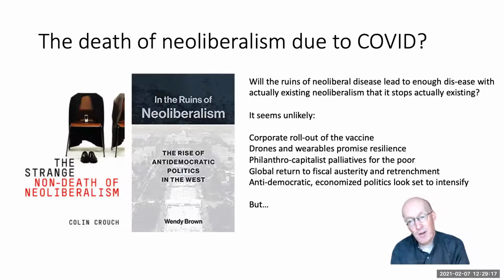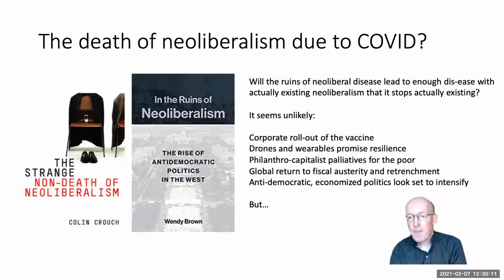We're seeing a corporate rollout of the vaccine. We're seeing a focus on drones and wearables as ways for the wealthy to cope in the pandemic. We're seeing philanthro-capitalist palliatives offered to the poor. Further down the horizon, we're looking at a global return to fiscal austerity and retrenchment. And people like Larry Summers are already coming back into the fore to argue that even Biden's efforts to keep the US economy alive are risking inflation. And you can very well see how people like Summers are going to overshadow efforts to keep economies going around the world in the years ahead.